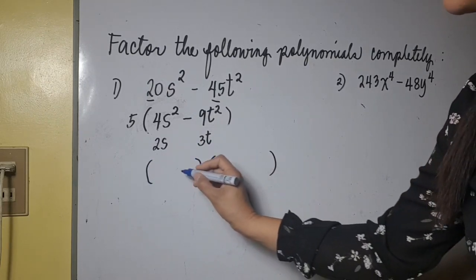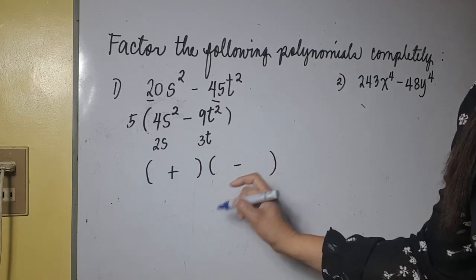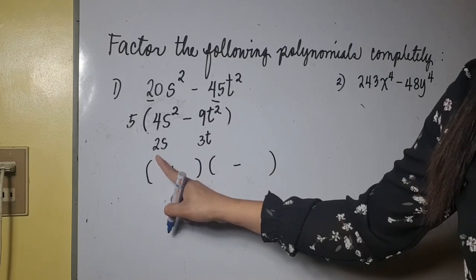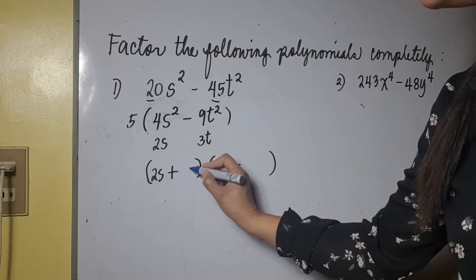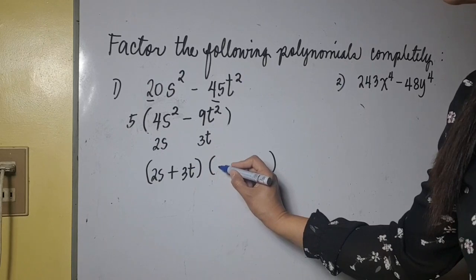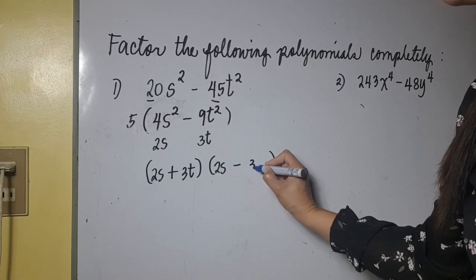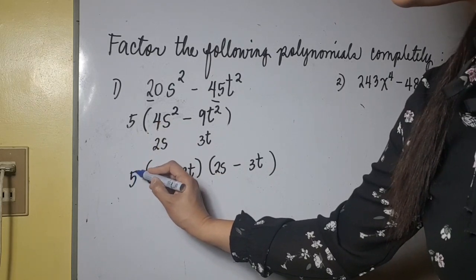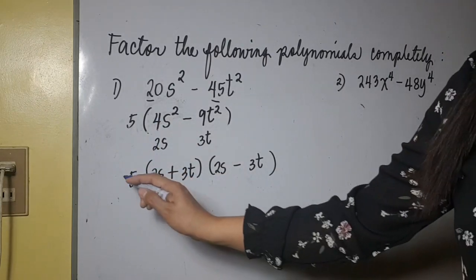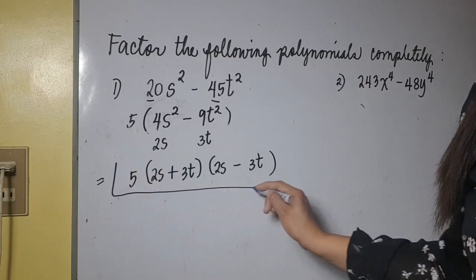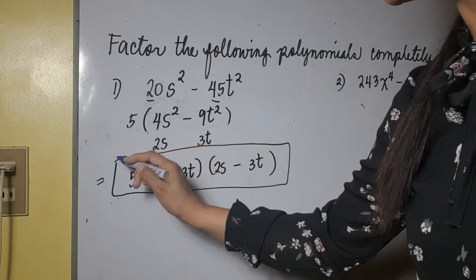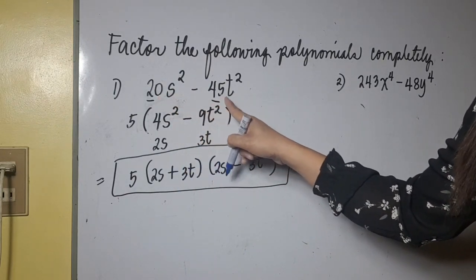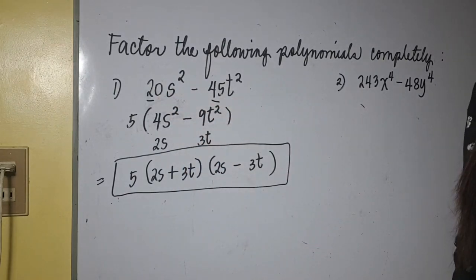The factors are the sum and difference of the same two numbers, which are the square roots. So we have 2s plus 3t, 2s minus 3t. And then you bring down the other factor, which is 5. So these are the complete factors of 20s squared minus 45t squared.